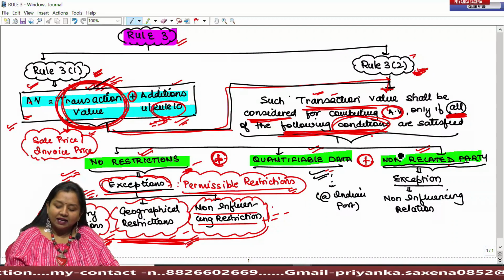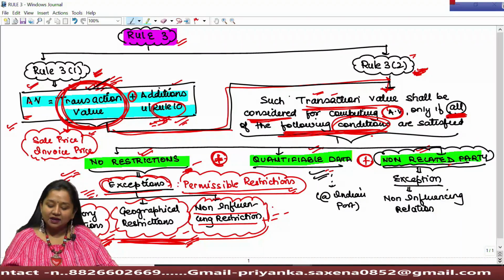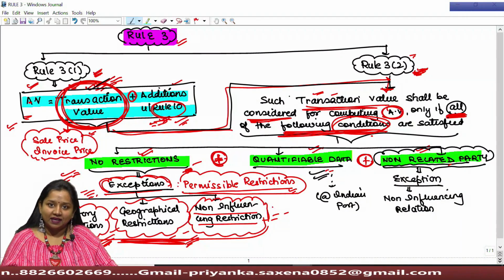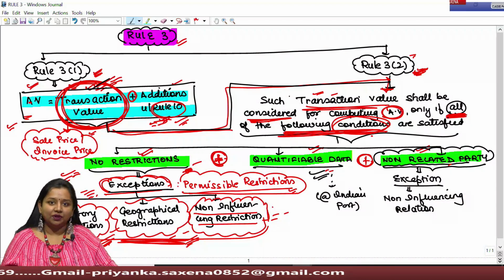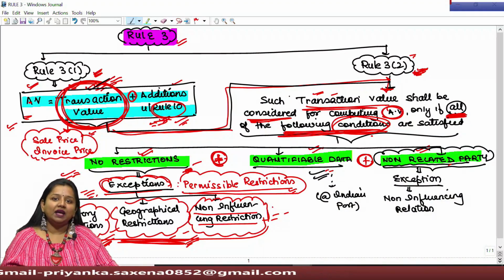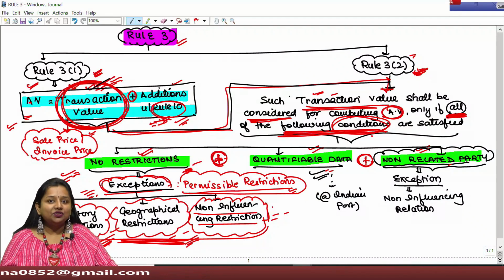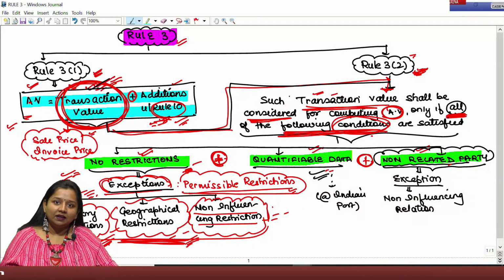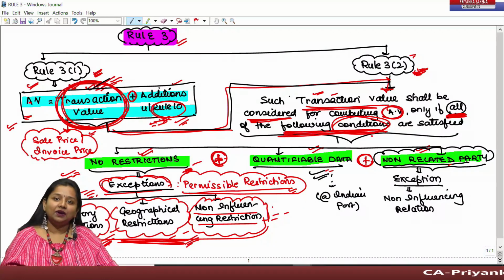Finally, the third condition is that the exporter and importer, the seller and buyer, must be non-related parties. That is, there must not be any relation between seller and buyer, because generally we presume that if there is any relation between two parties, then the price shown in the invoice by the exporter as transaction value must have been manipulated for the purpose of tax evasion. And if such manipulation has been done, then such transaction value shall never be considered for determining assessable value under Rule 3.